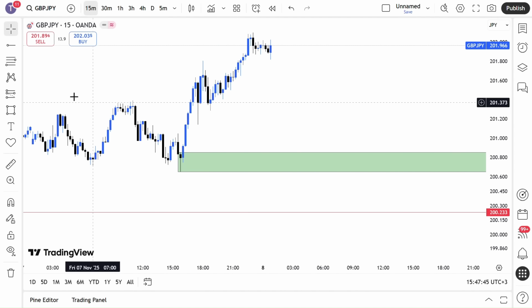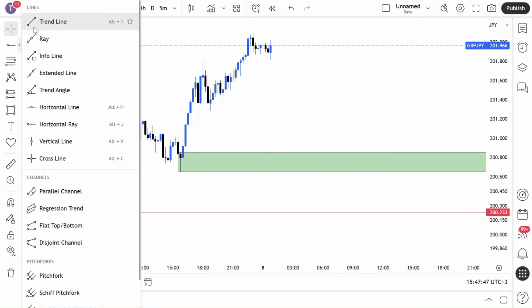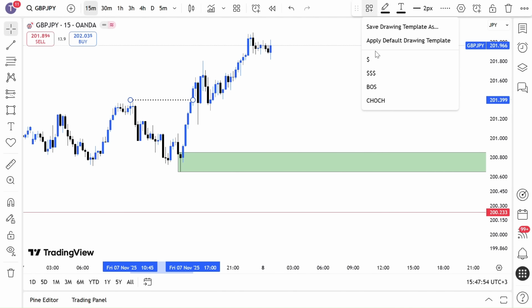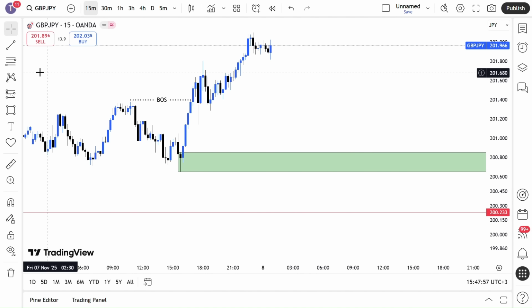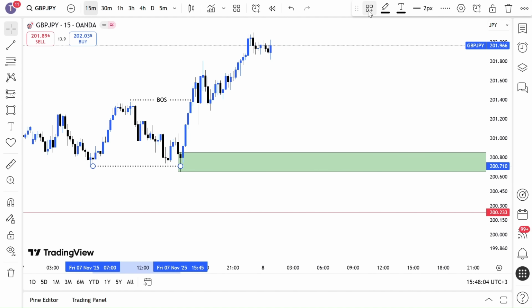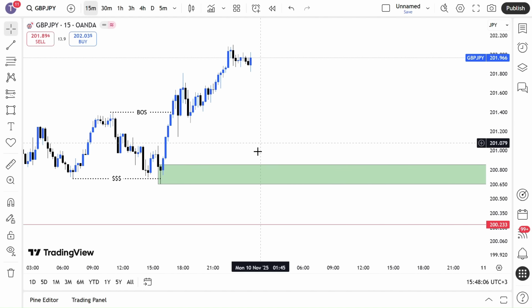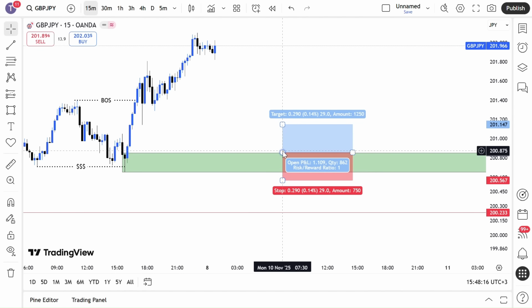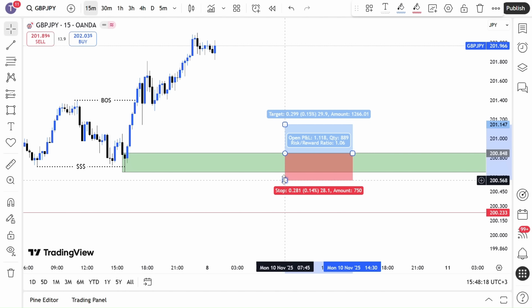So let me delete this. So this is my valid break of structure. This is my valid break of structure to the upside. So I want to see price coming into the level, into the order block that I have drawn here, and we have the sweep of liquidity. So I want price to come into this level, and I will take my buys to the upside. So this is my setup on GBPJPY. So let's wait to see what the market will do, and we will react with how the market reacts.